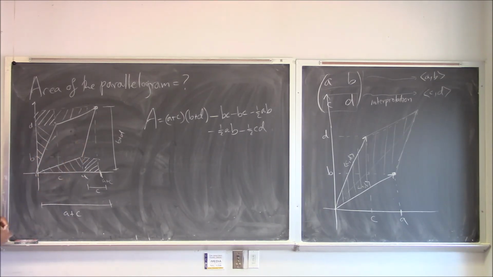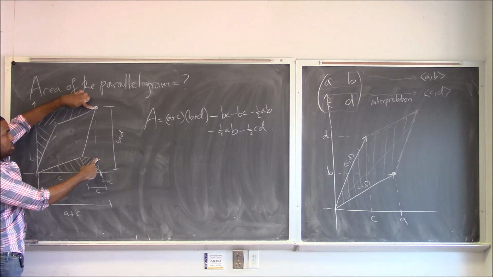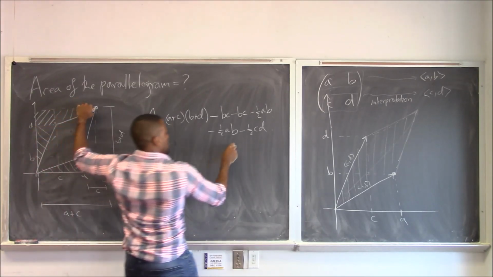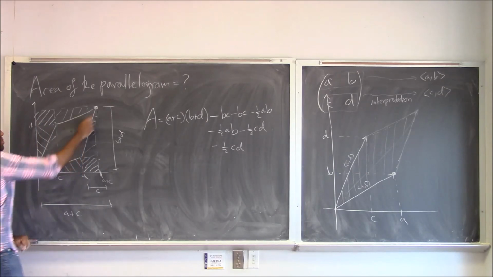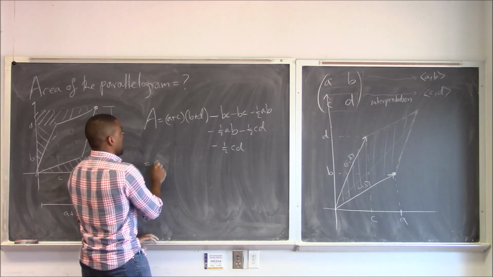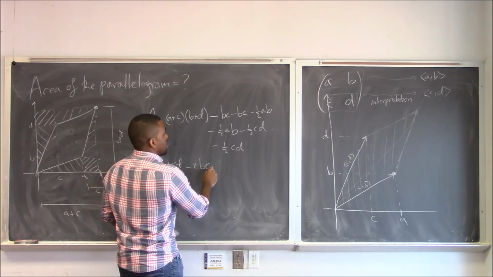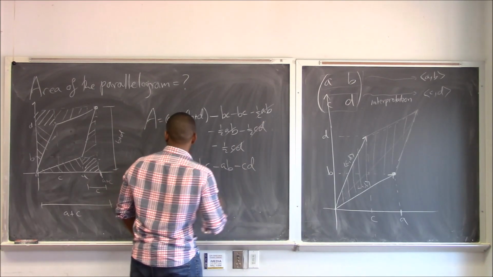What about this guy over here? The base is C, the height is D. The same. It's D, right? So that's half CD. Yeah. Okay, let's simplify. AB plus CD minus 2BC. This and this is minus AB. This and this is minus CD.